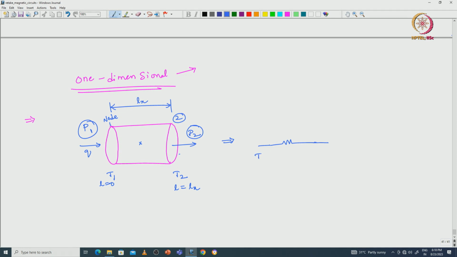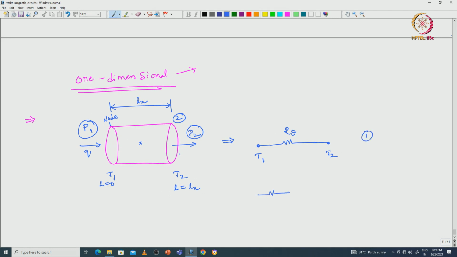So the equivalent representation of this structure, we can make it in this fashion. The temperature at node 1 is T1, temperature at node 2 is T2. This is the thermal resistance if there is no heat source within this structure. This is the basic building block 1.